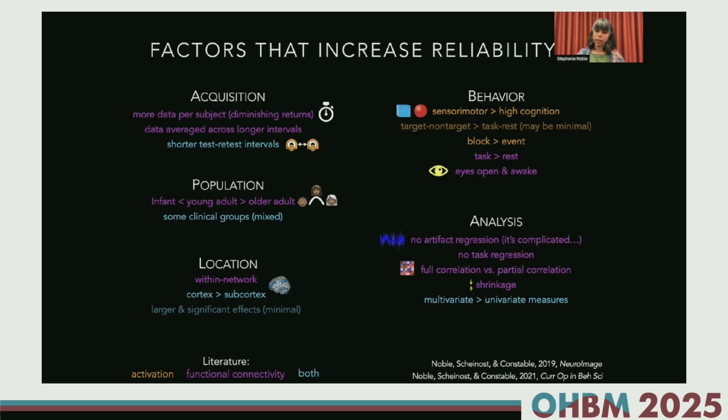There are also a few other choices that can improve reliability, like not using task regression, using full correlation for connectivity estimation. But the one I like to highlight the most is that using multivariate measures tends to lead to much higher reliability than using univariate measures.